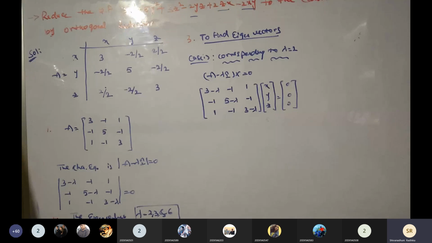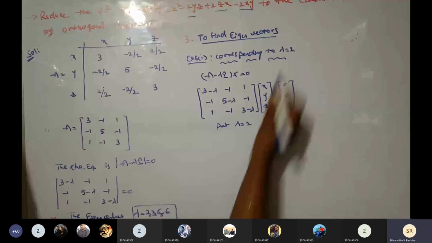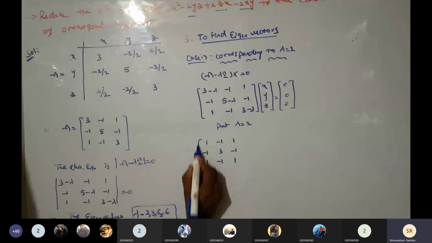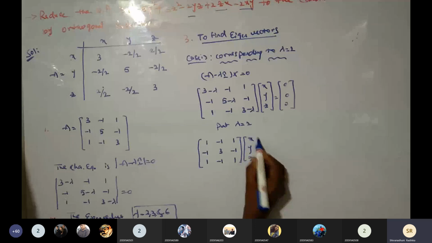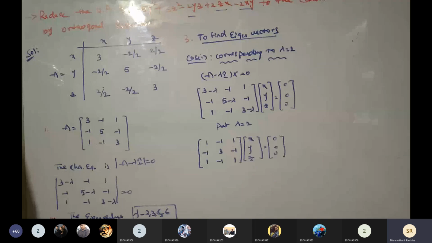Here I'm going to substitute lambda equals the first eigenvalue. The matrix is 3 minus 2, 1, minus 1; 1, minus 1, 5 minus 2 is 3, it is minus 1; third row 1, minus 1, 3 minus 2 is the 1. Into x, y, z, which equals zeros. Now I'm going to select the first two rows for solving and finding the variable values.